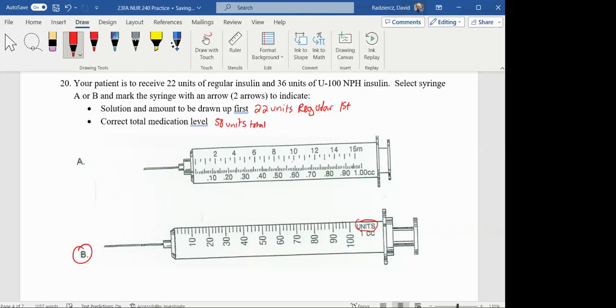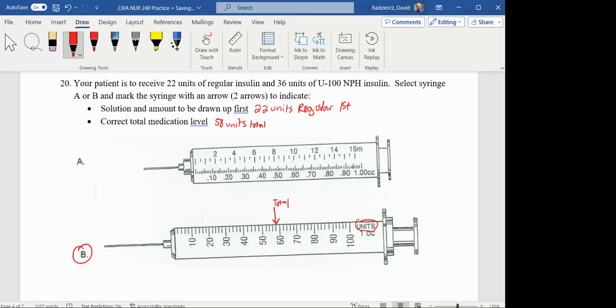So it tells you to make 2 arrows, one for the solutions drawn up first, and then the correct total medication level. I always start with the correct total. So I'm going to make a mark at 58. That's my total.